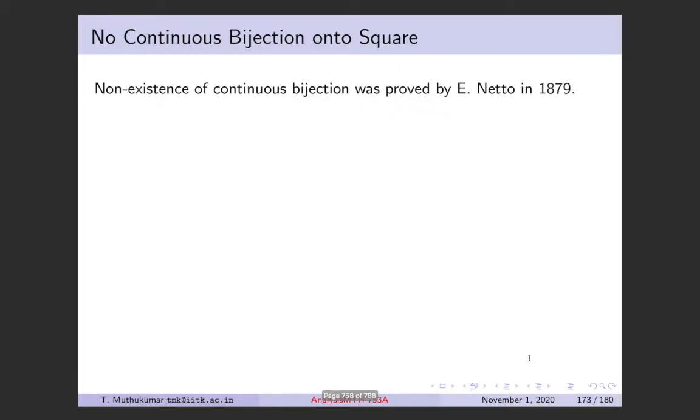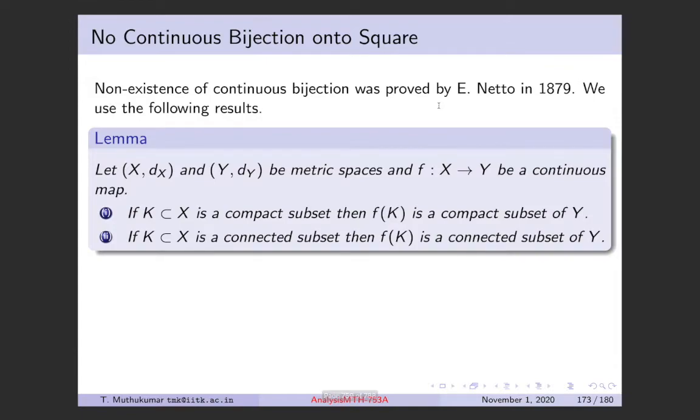Okay. So now the next question is, can you have a continuous bijection? The same question that we asked before. So now we have a bijection from interval to square. Can you actually have a continuous bijection from interval to square? And the answer is no. This was proved by Netto in 1879 itself. He proved that there is no continuous bijection from the closed unit interval to the closed square. And the proof is something which we have already used when I showed you the first example.